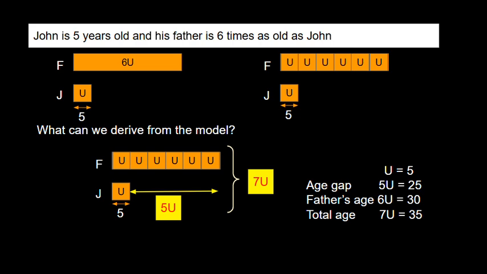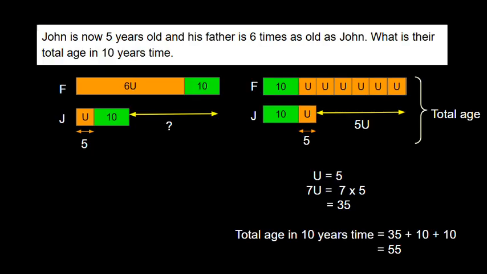Okay, next we move on to some real life example. Now this is a simple question. John is now 5 years old and his father is 6 times as old as John. That was what we drew just now. The question now asks, what is their total age in 10 years' time? So which means 10 years later, what is their age?